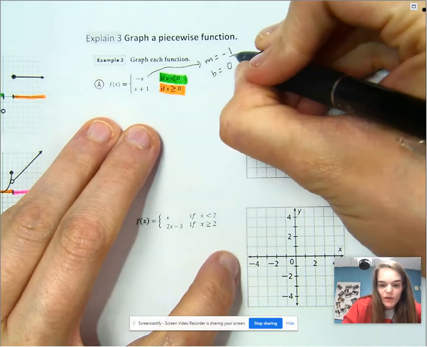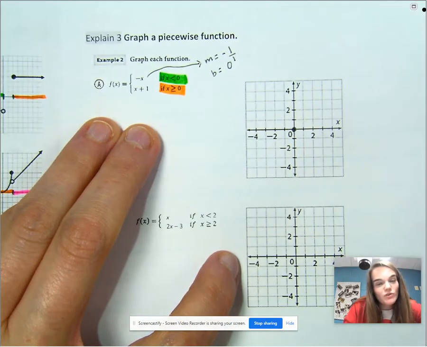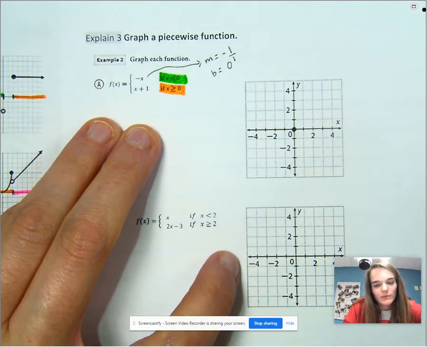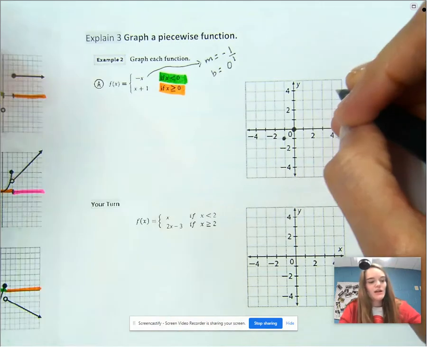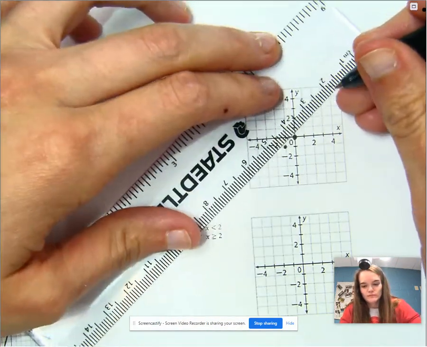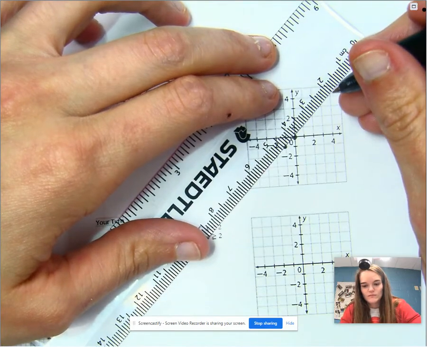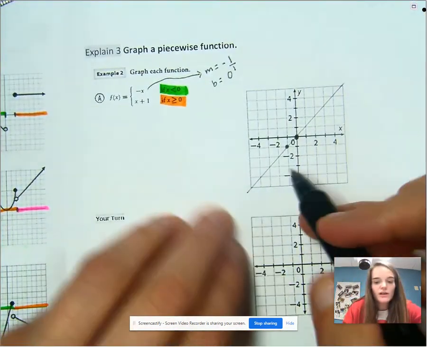So I'm going to put a point on 0. I'm using a pen or pencil that I can erase because I'm probably going to have to come back and erase some things. And then I'm going to go down 1 over 1. And I'm going to connect these. Alright, now let's talk about what I need and what I don't need.